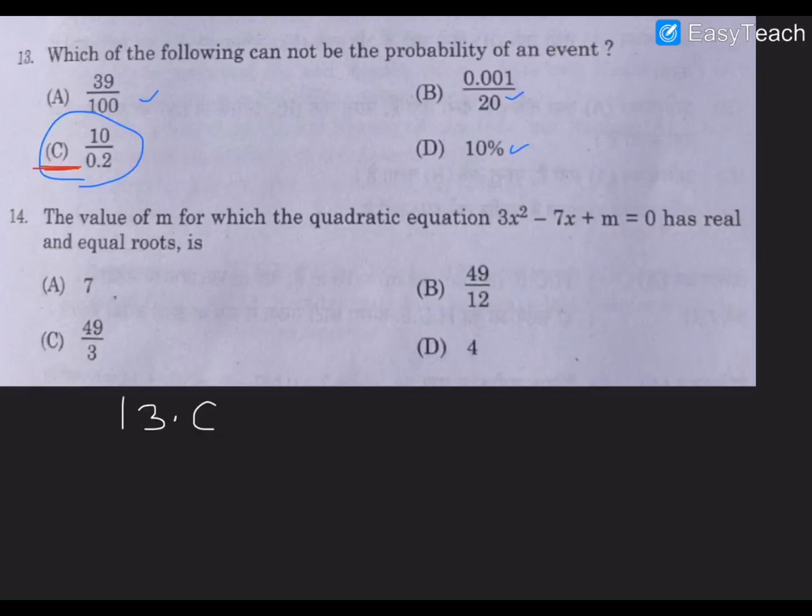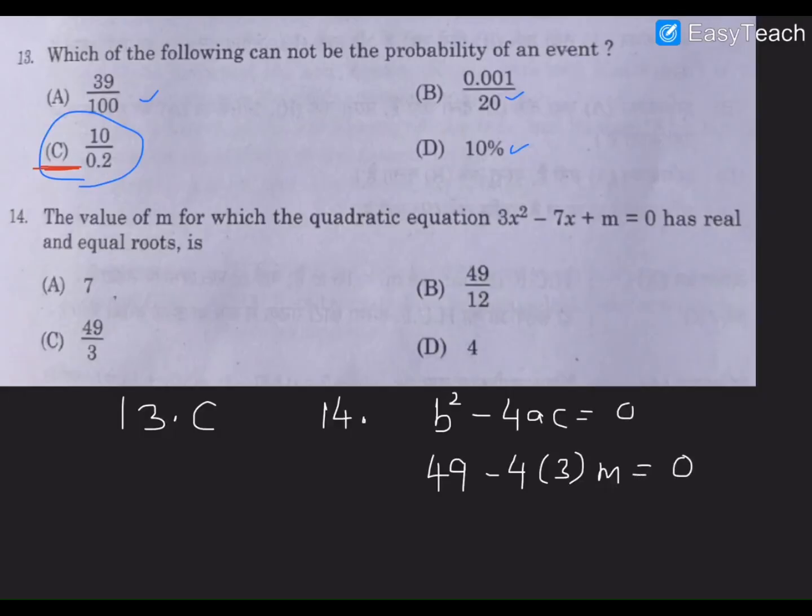The value of m for which the quadratic equation 3x square minus 7x plus m has real and equal roots. That means b square minus 4ac is equal to 0. b is minus 7, so 7 square, which is 49, minus 4 into 3 into m equals 0. So the value of m comes out to be 49 by 12. So for this, B is the correct choice.